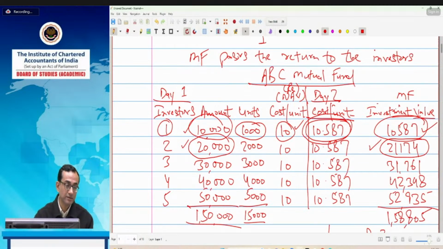NAV, Satish, will come later. This example has just been given to give you conceptual clarity of how a mutual fund works. The net asset value will come later because at this stage you might get confused. So we will proceed step by step and we will come to NAV also and we will solve practical questions on NAV.